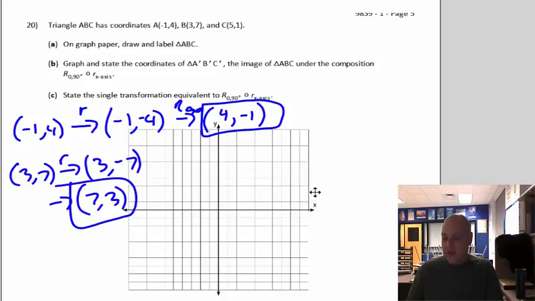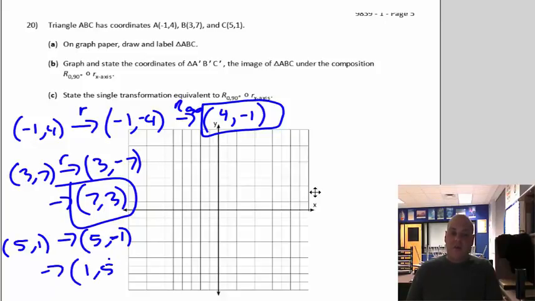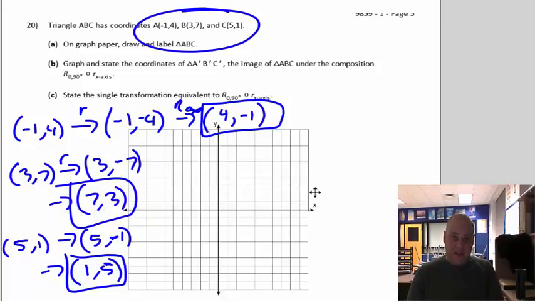So we have 4, negative 1. We have 7, 3, and the last one is 5, 1. You reflect that, you get 5, negative 1. Again, that's in the fourth quadrant. Then you're going to the first quadrant, so you get 1, 5. Remember, every 90-degree rotation, you switch the numbers, and then you move one quadrant. So you have 4, negative 1, 7, 3, and 1, 5. Plot these and connect them.